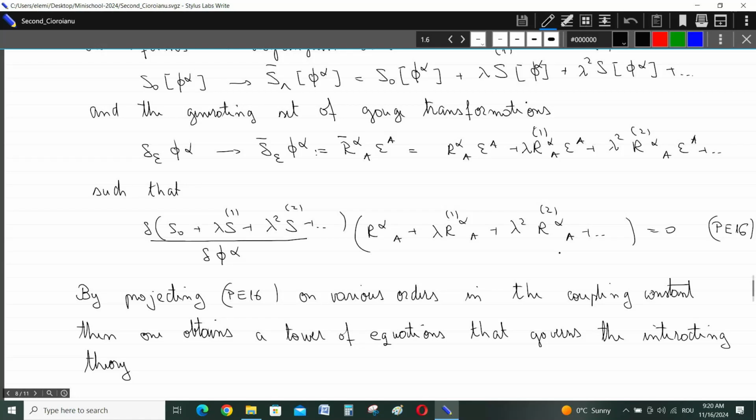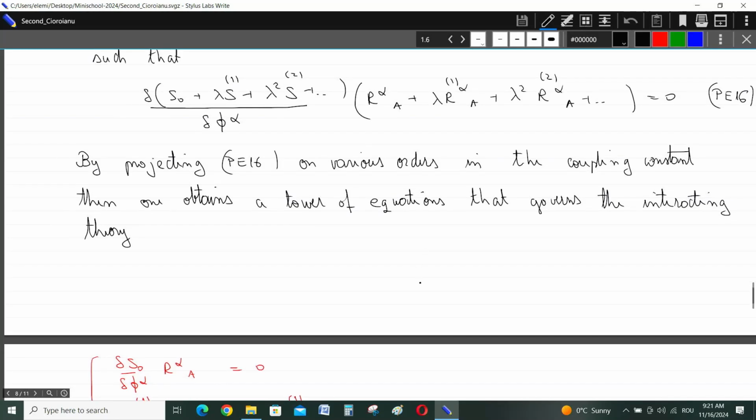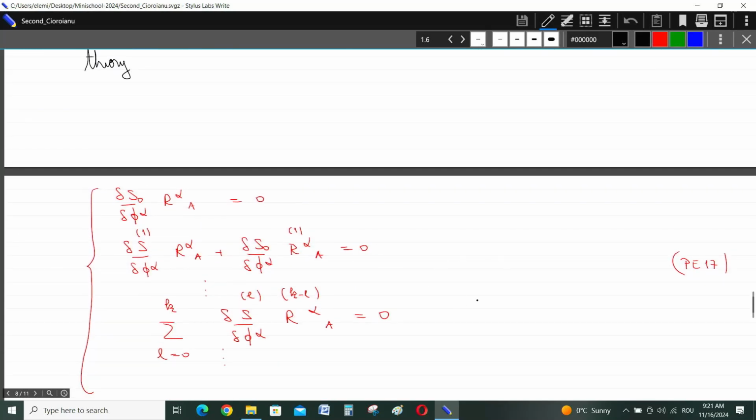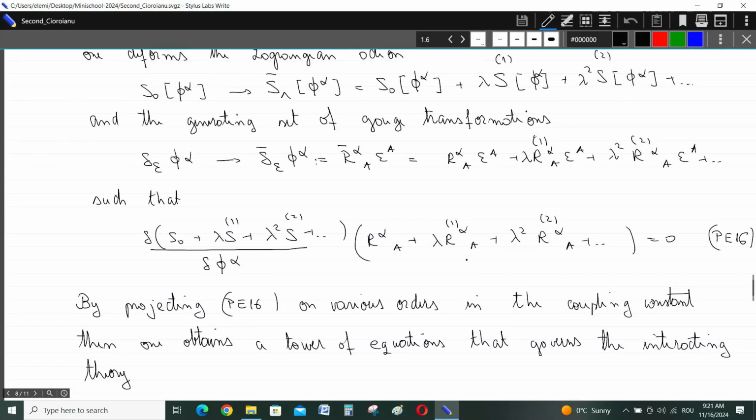To identify the interacting gauge theory means to identify various orders in perturbation theory of the Lagrangian action, and also all orders in perturbation theory of the gauge generators written in this formula. This means that it should be solved by the tower of equations P17 obtained by projecting this master equation on various powers in the coupling constant.